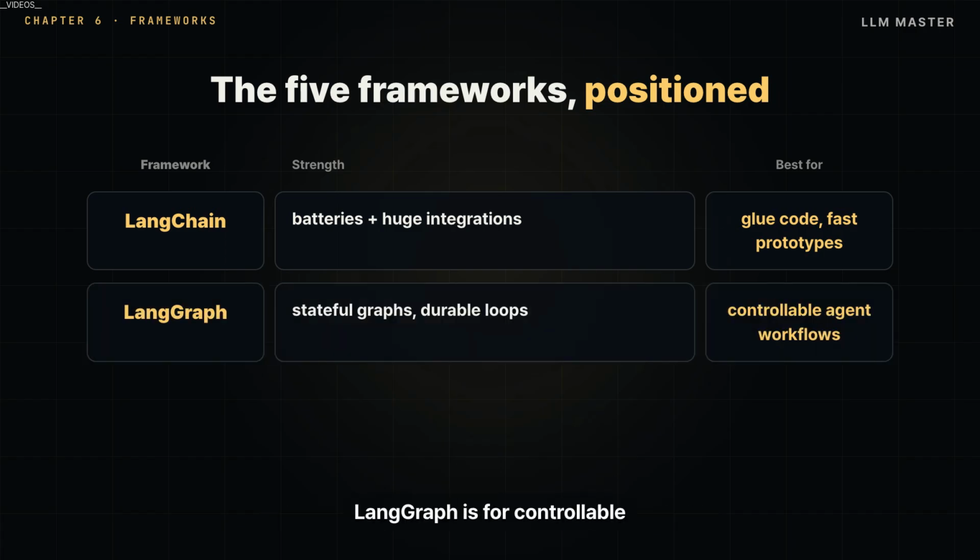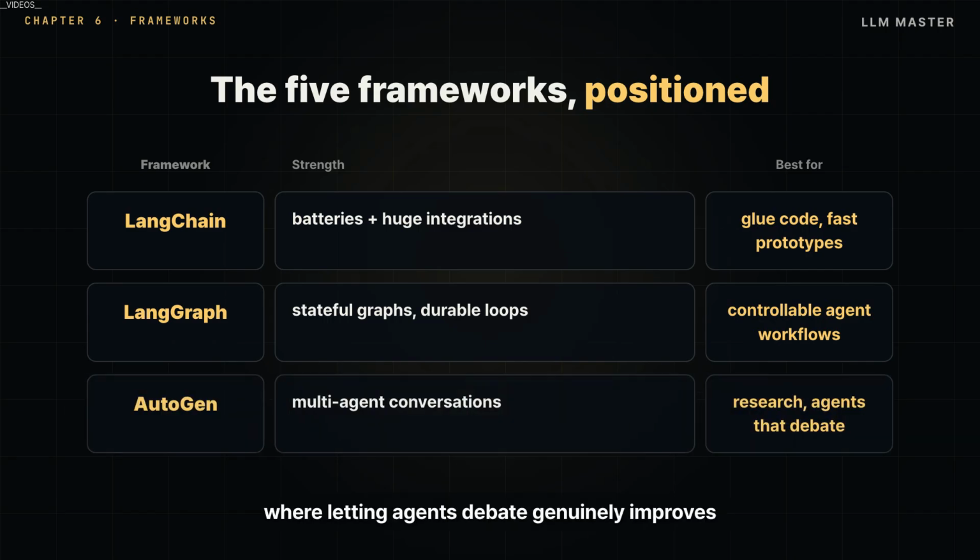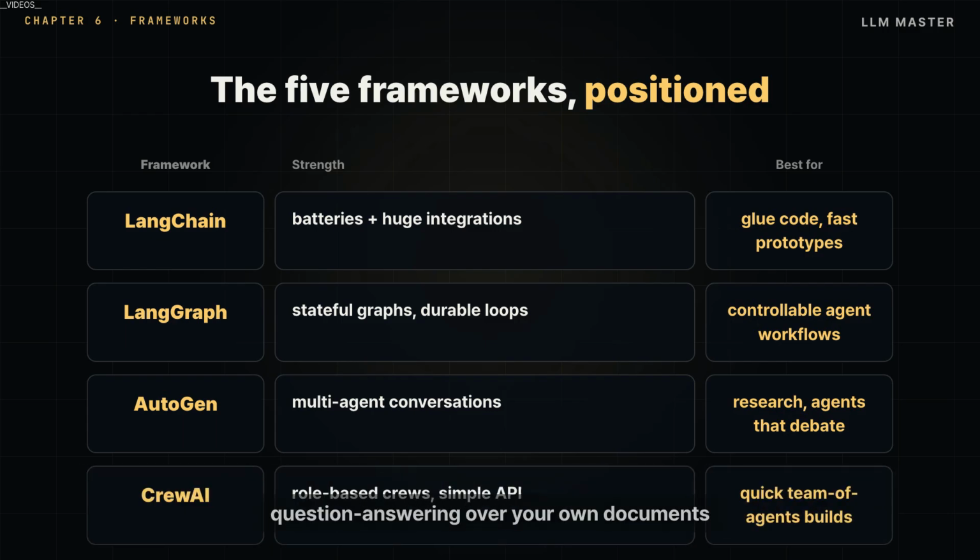LangGraph is for controllable, stateful agent workflows, durable loops, branching, human checkpoints. AutoGen is for multi-agent conversation, where letting agents debate genuinely improves the answer. CrewAI is for role-based crews you can stand up fast when your problem maps onto a team of specialists. And LlamaIndex is for data, search and question answering over your own documents.